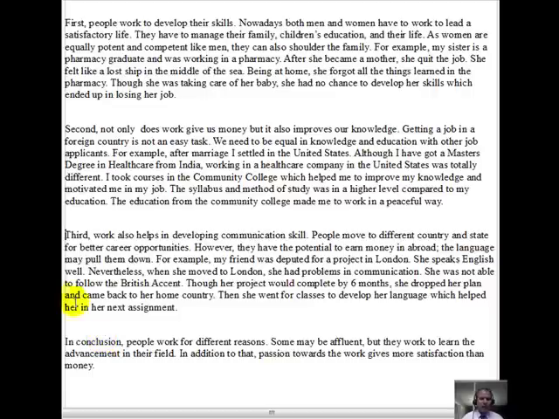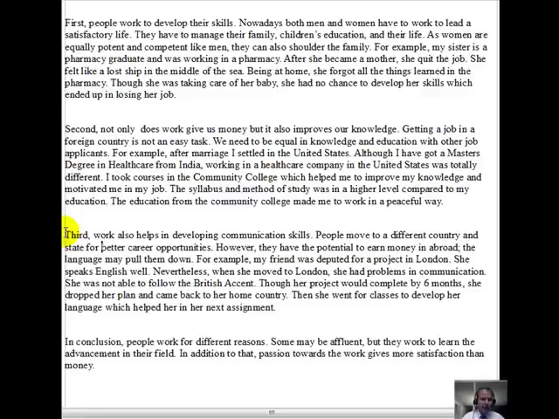This is probably going to cause you problems here, because you have this first paragraph which is not very clear about developing skills, and you're talking about skill again, but you have a better focus this time, which maybe it's going to work. You'd say, third, work also helps in developing communication skills. People move to a different country and state for better career opportunities. However, they have the potential to earn money abroad. The language may pull them down. For example, my friend was deputed for a project in London.